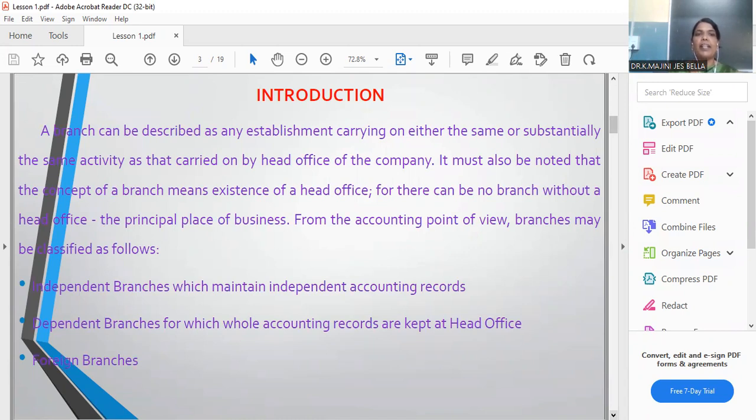A branch can be described as any establishment carrying on either the same or substantially the same activity as that carried on by the head office of the company. It must also be noted that the concept of branch means existence of a head office, for there can be no branch without a head office, the principal place of business.